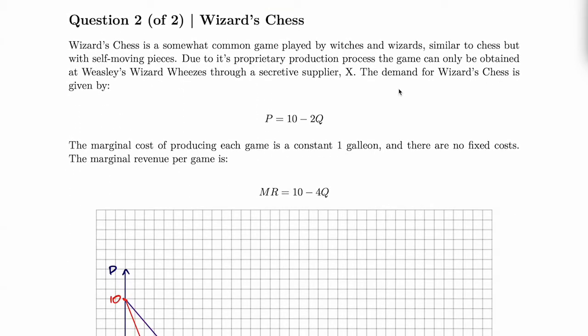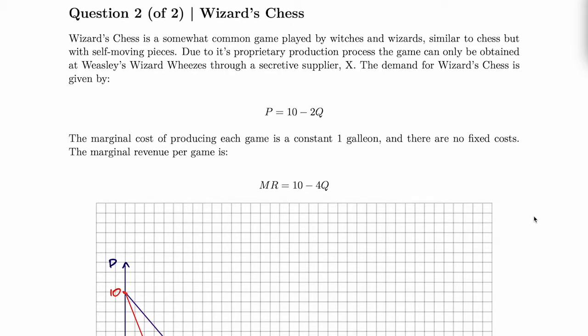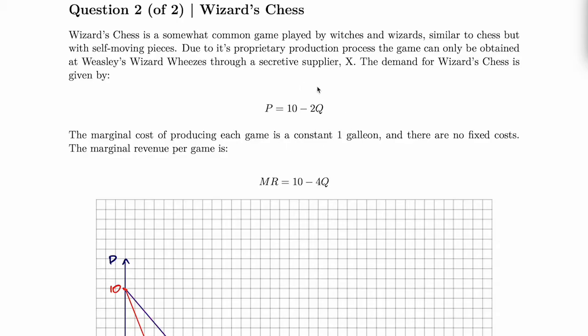Okay, great. So the second part of this demo, the second question, is simply a monopoly, and we're going to impose a policy at the end. Okay, so we have Wizard's Chess, which is a common game played by the wizarding world, but there's this proprietary technology that is kept secret and only sold through the Weasleys' shop from some anonymous seller, which we call X.